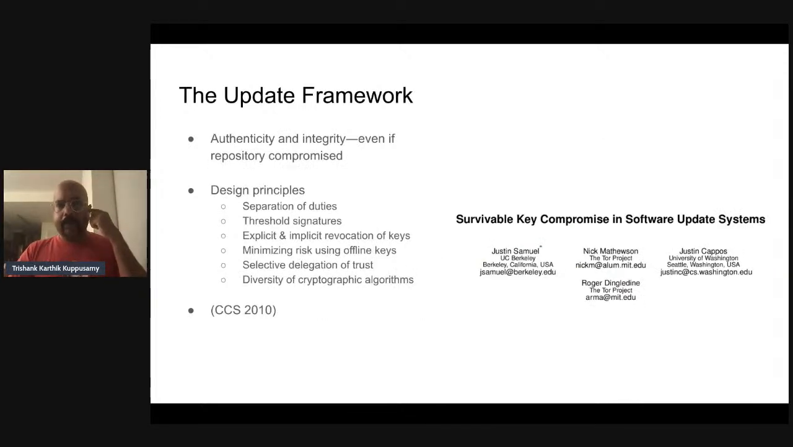Okay, so the update framework was designed, oh wow, a decade ago now. It was designed by my advisor and a few other people, his students and a few other people from the Tor project. So the Tor project is basically building an anonymous network that gives you anonymity. This is very useful if you're an activist in states that censor the internet. You can use Tor to try to get around the censorship and read up about stuff, for example.